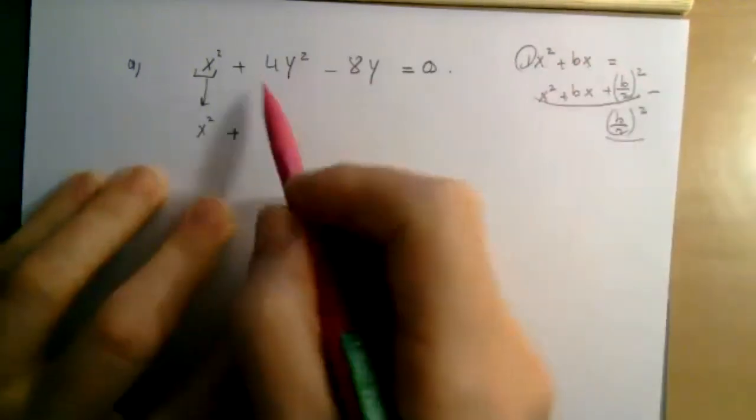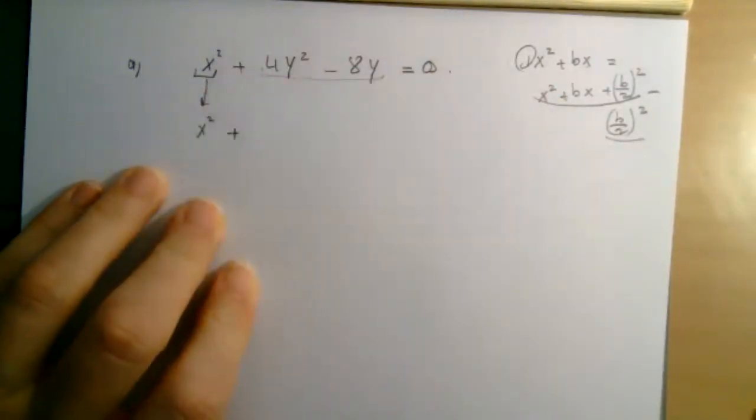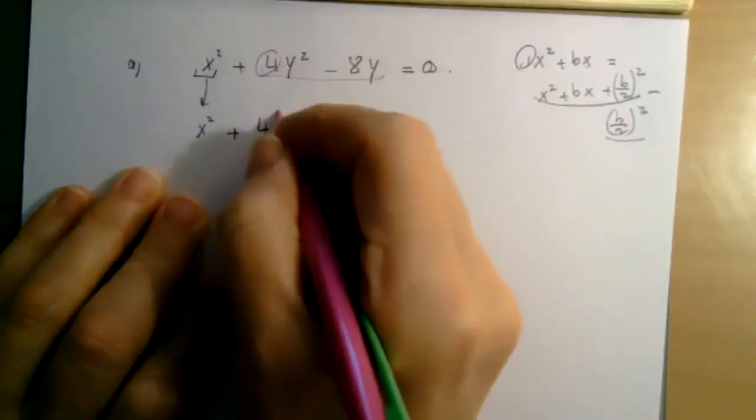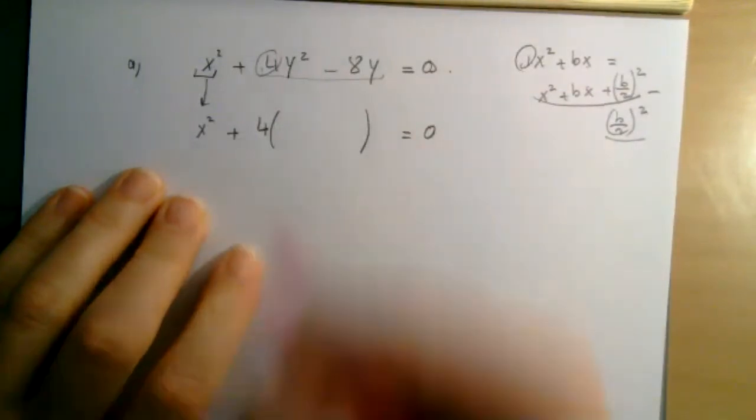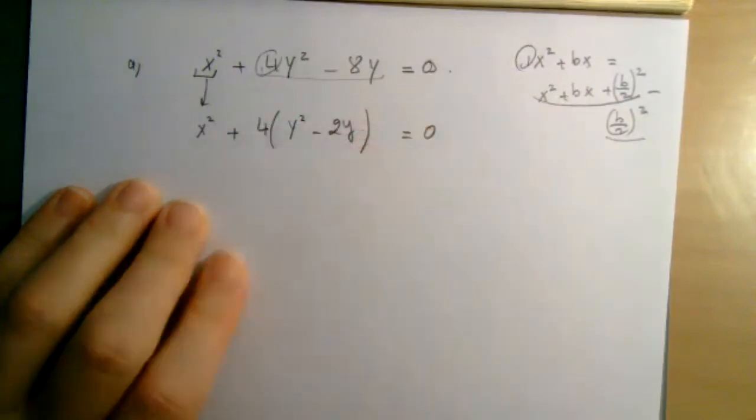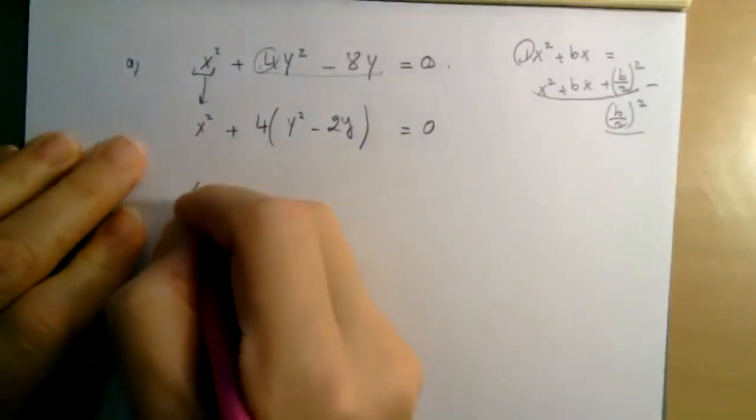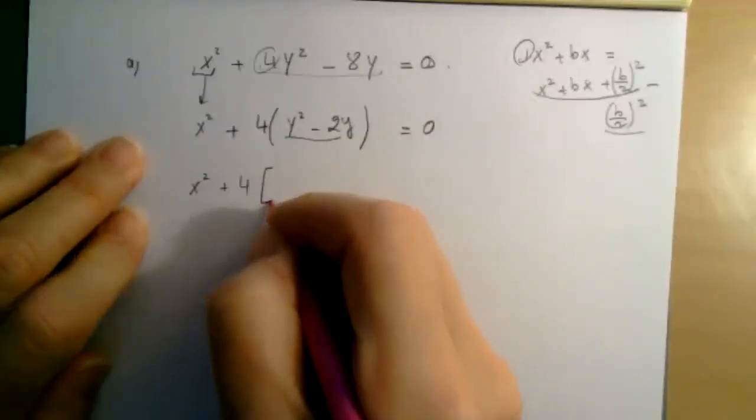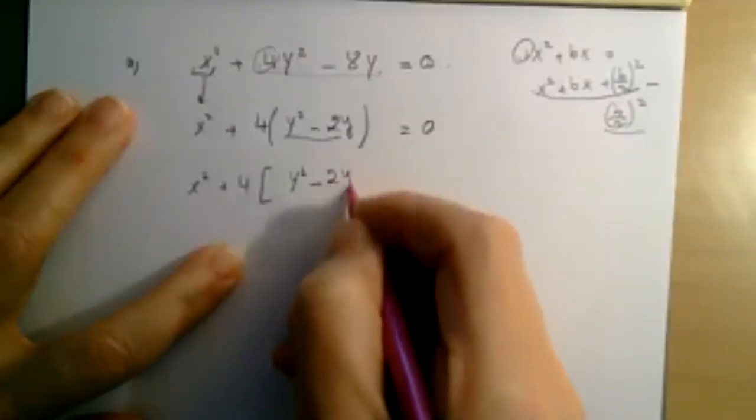So I want to complete the square for this piece. Here there is nothing. x squared comes by itself. So the first step I'm going to do is factor out the 4 so I can use my algorithm. I factor it out. I will have y squared minus 2y. Now I want to complete the square within this piece. So I'm going to open my parentheses. It's y squared minus 2y.